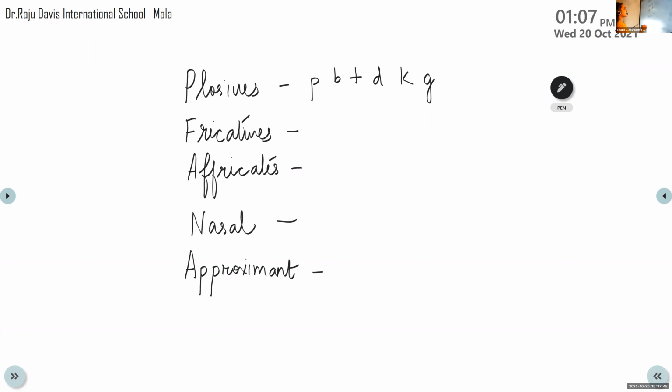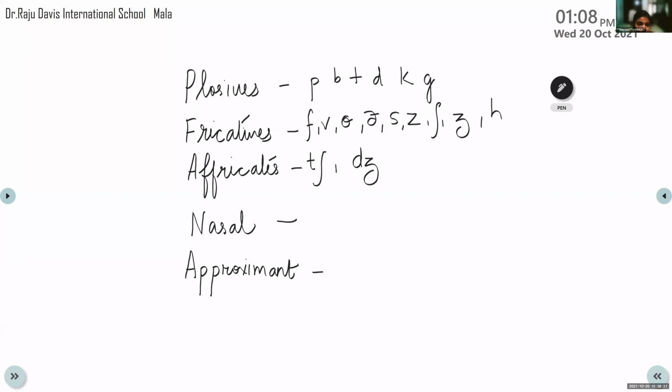Fricatives, we had F, V, S, Z, and H. Affricates, just two were there. Did you all revise the symbols? Yes, ma'am. Okay. I will check.